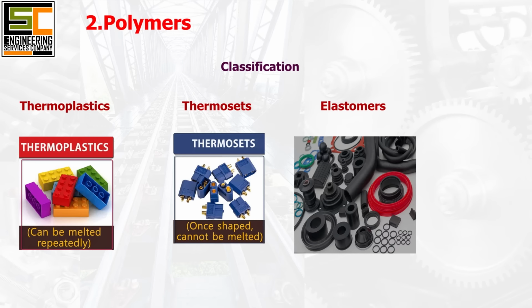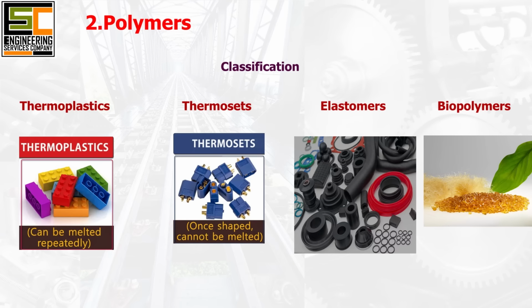Elastomers. These polymers exhibit elastic properties and can return to their original shape after deformation. Examples include natural rubber, synthetic rubber, and thermoplastic elastomers. Biopolymers. These polymers are derived from renewable biological sources such as plants, animals, or microorganisms. Examples include cellulose, starch, proteins, and biodegradable polymers like polylactic acid.